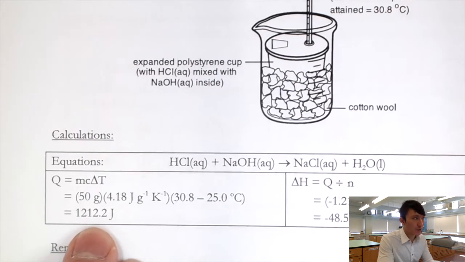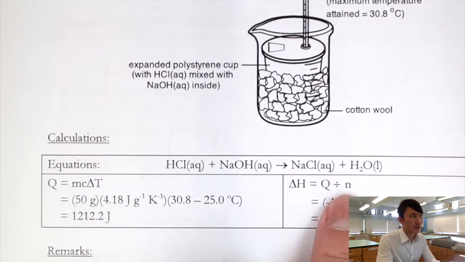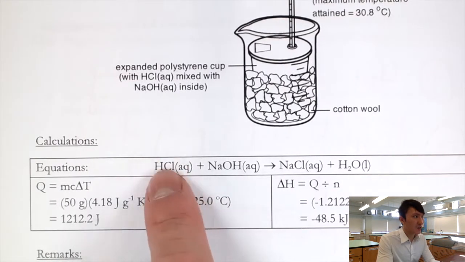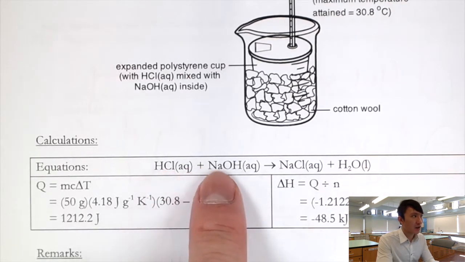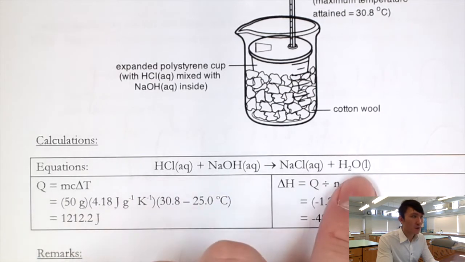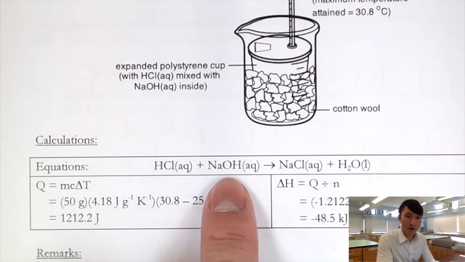Now after that, we want to express the heat change in terms of enthalpy change. We have to look at the number of mole of the water that is formed. Knowing that they are in a 1:1 ratio, and knowing that HCl and NaOH are equal molar, right? Because they have the same concentration and volume. So basically, the number of mole of water formed would be equal to the number of mole of HCl or number of mole of NaOH.